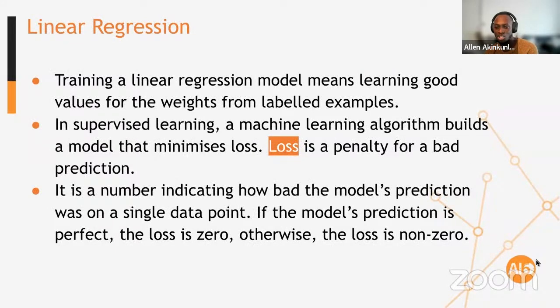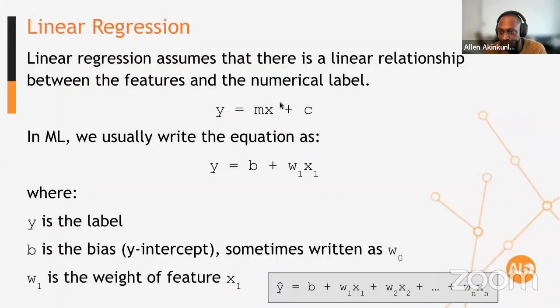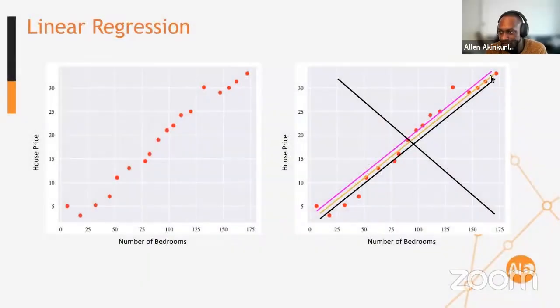Now, training a linear regression model really is trying to find good values for the weights and the bias, or the y-intercept, from labeled examples. That's what we're trying to do. Essentially, each of these lines has different weights, or slopes or gradients, the W's, and different intercepts, which is the W0 or the bias, which is B.